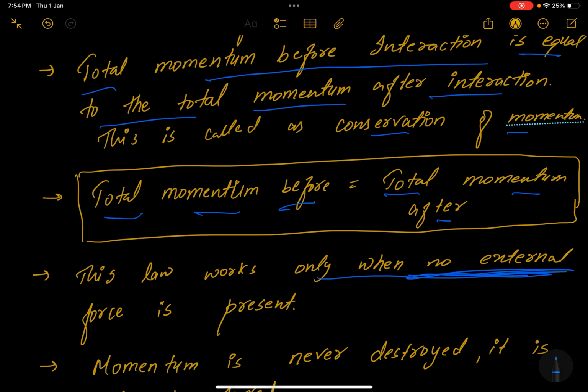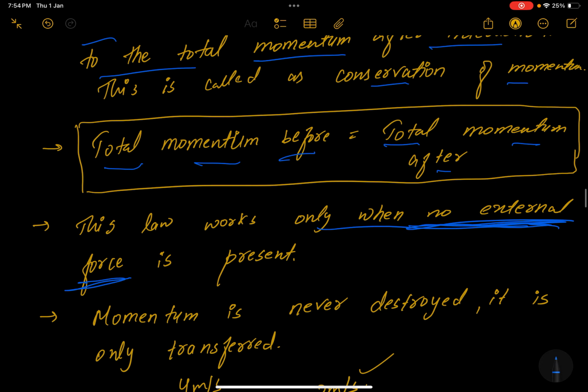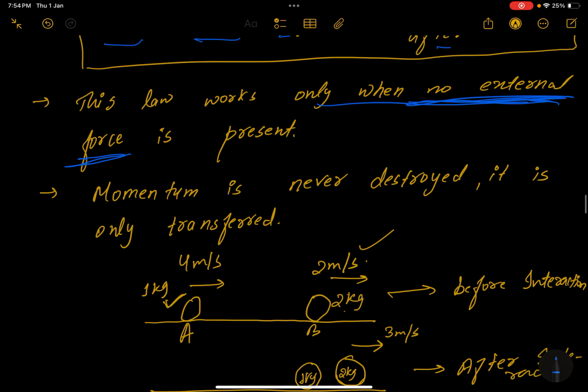Very important thing: no external force. If there is any external force, then we cannot say that momentum is conserved. The momentum conservation law applies only when there is no external force. So this is very important. Momentum is never destroyed, it is only transferred.